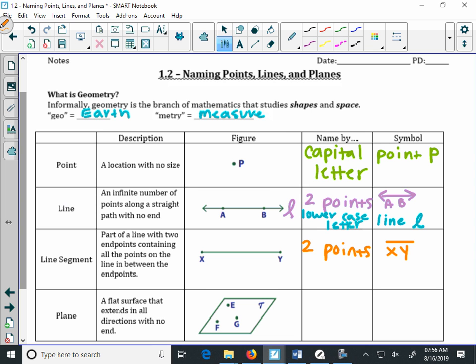So you have to know the difference. A line has arrows on the end of the symbol. A segment doesn't have arrows on the end. So you have to make sure you get the difference.